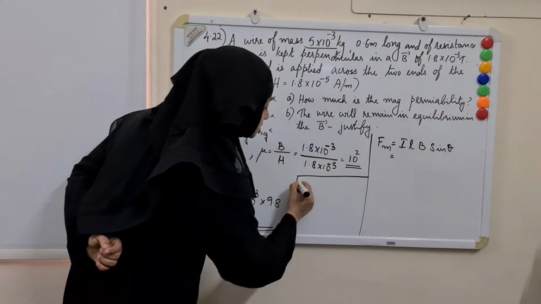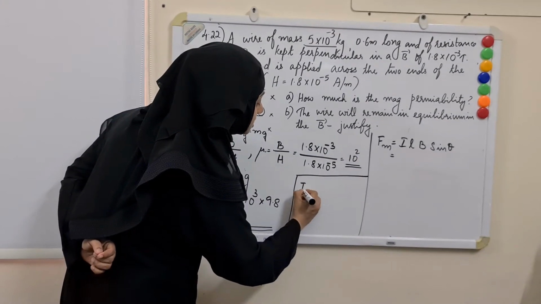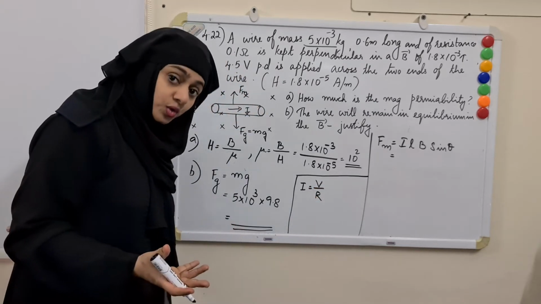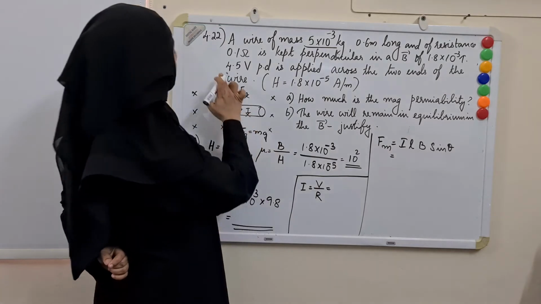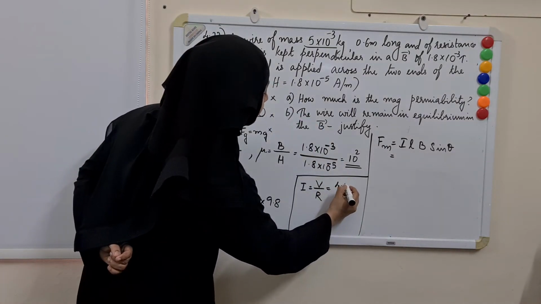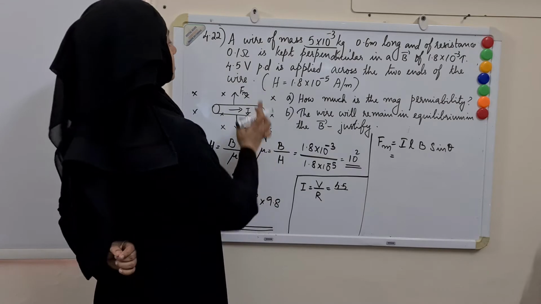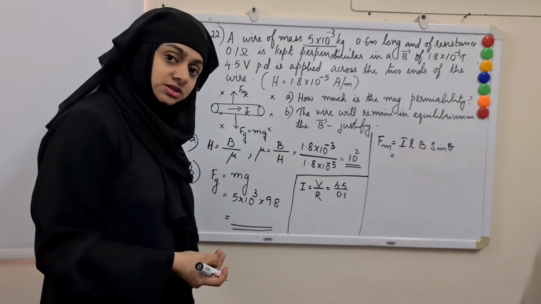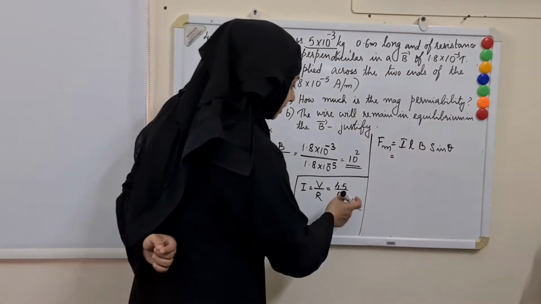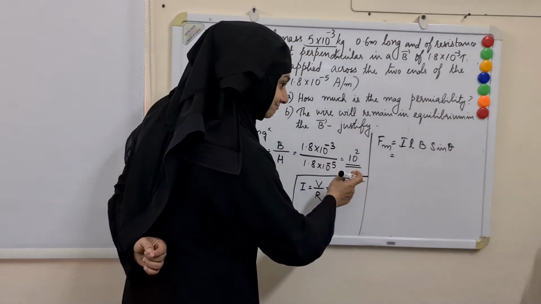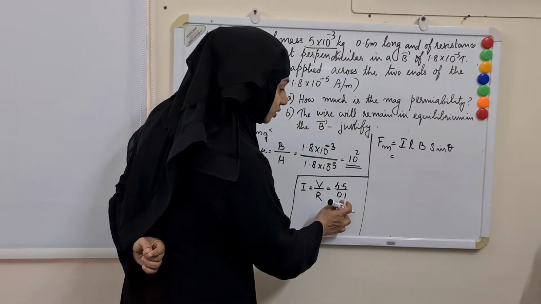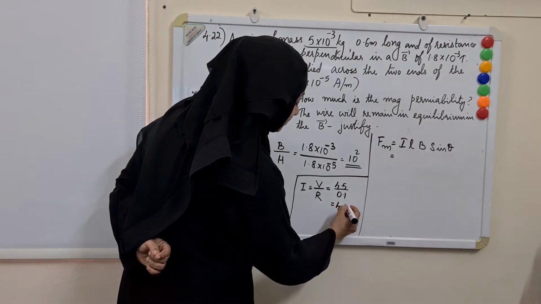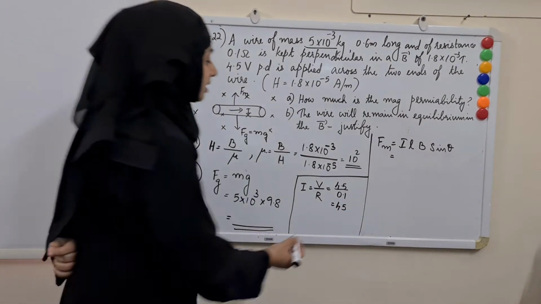Let me use this space to find I. I is equal to voltage by resistance according to Ohm's law. So voltage is given, what is that? 4.5 divided by resistance, which is 0.1. Divided by 0.1 means multiplied by, this 0.1 is 10 raised to minus 1. So this will be 45. Oh, that's a large value, ampere.